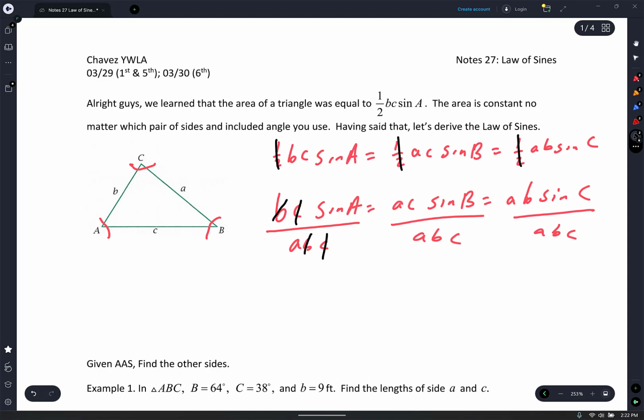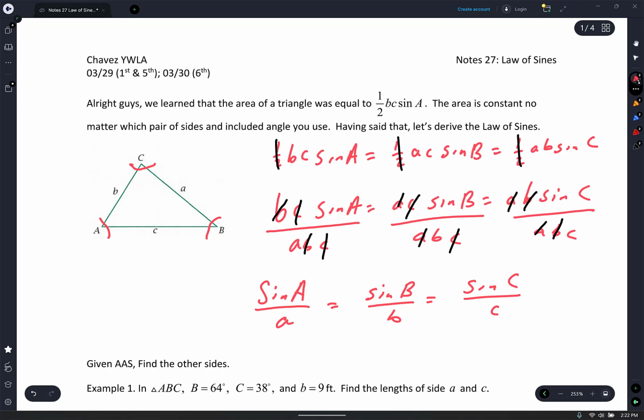B's cancel out. A and C cancel out here. And A and B cancel out on this. See? Look what's happening, and look how beautiful this is. Sine big A over little a equals sine big B over little b equals sine big C over little c. We're going to call that, take a guess. What do you think we're going to call that? Yeah, law of sines. Good job.